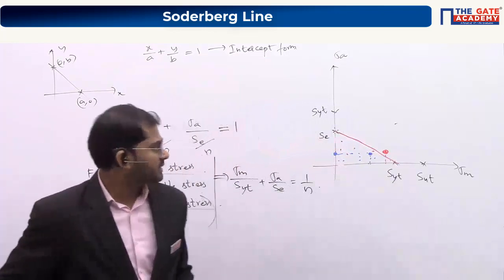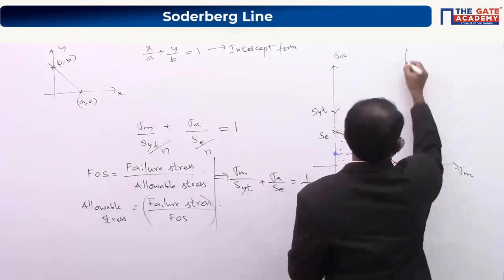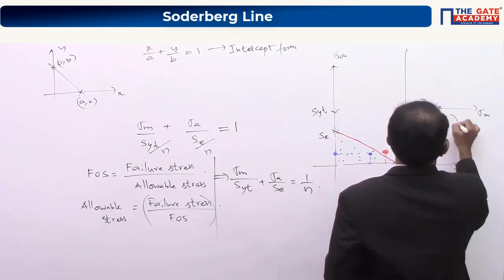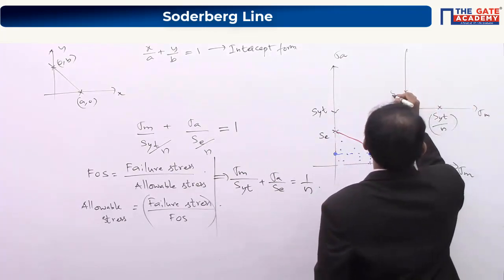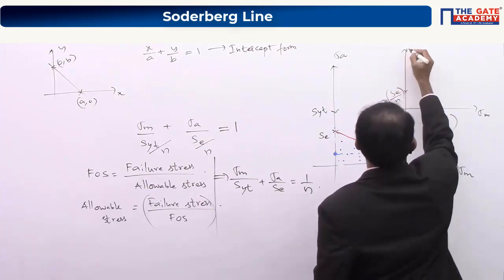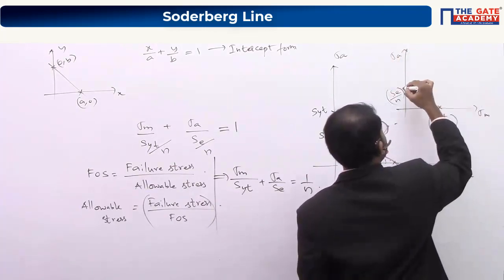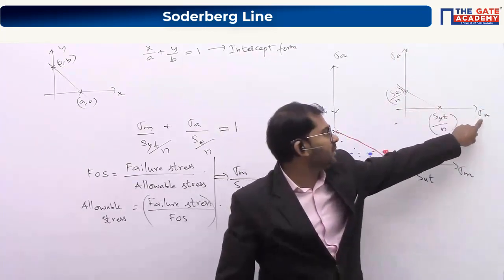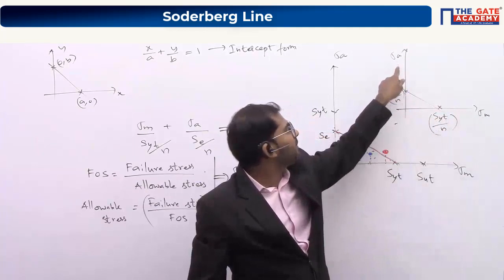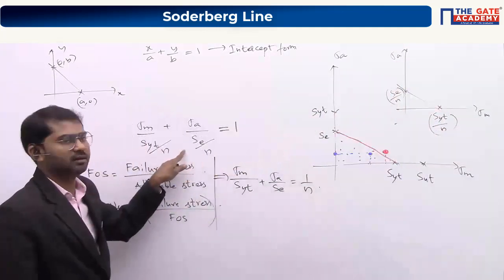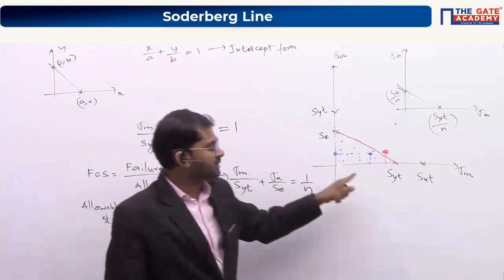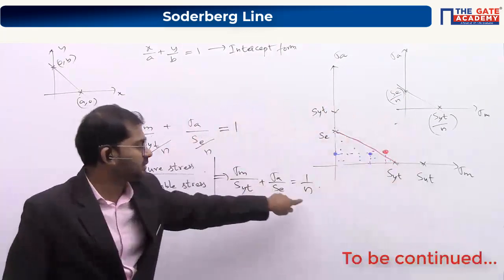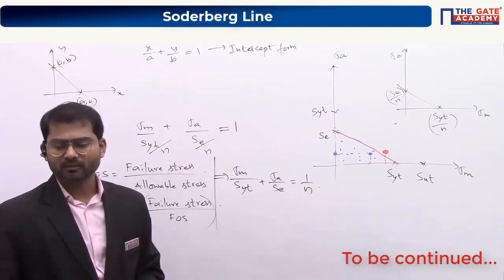Understood? When you are designing with respect to allowable stresses, the graph will be like this, with sigma mean on one axis, this is SYT by N, and this is SE by N. I am taking factor of safety here, with sigma A and sigma M. The line is like this. The equation of this line is sigma mean by SYT by N plus sigma A by SE by N, whatever I have written here. So this is without factor of safety, and this is with factor of safety. That's why the N will come. I just derived this equation here. Clear now?